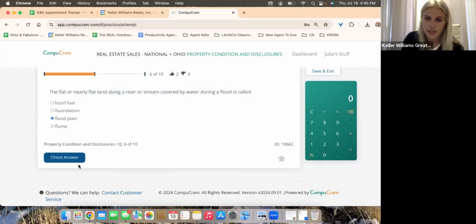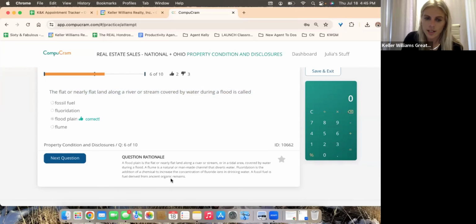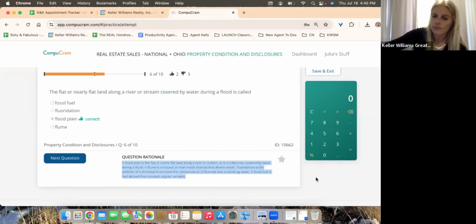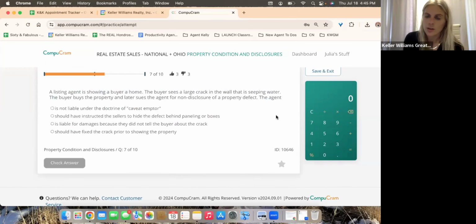All right, we got C, and C is correct. It would be a floodplain. All right, good job. Next question.